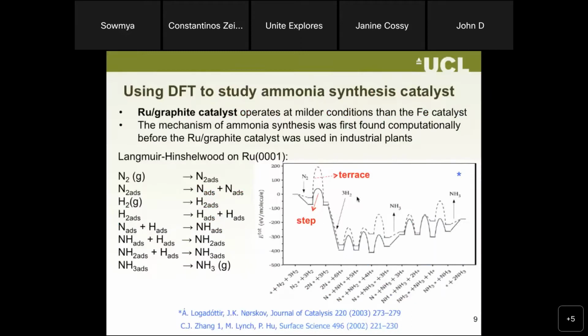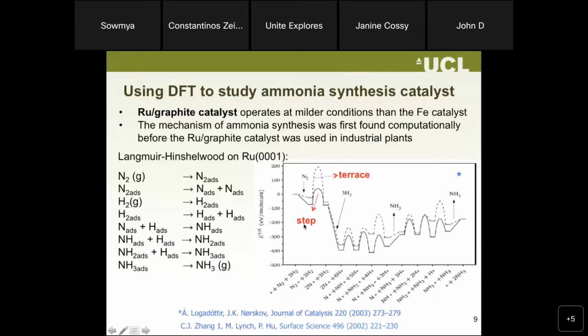That was first computationally studied by the Norskov group, and afterwards people started to use it in the industry for ammonia synthesis. In that mechanism, they found that it's a Langmuir-Hinshelwood mechanism, in which you have the adsorption of nitrogen, the dissociation of nitrogen, the adsorption of hydrogen, dissociation of hydrogen, and then the formation of NH, NH2, NH3, and then ammonia.